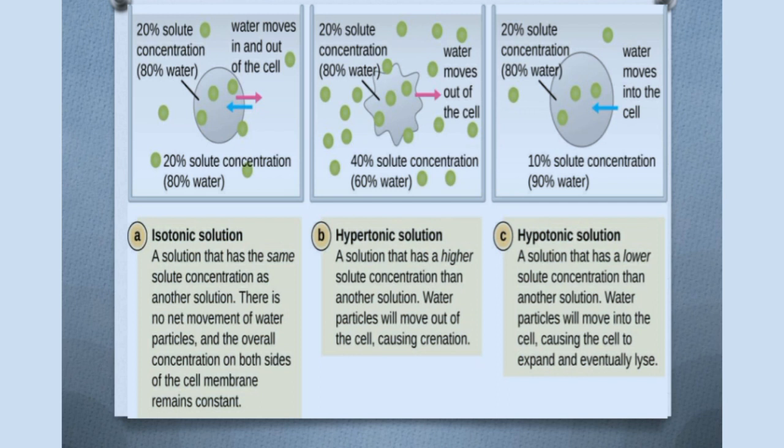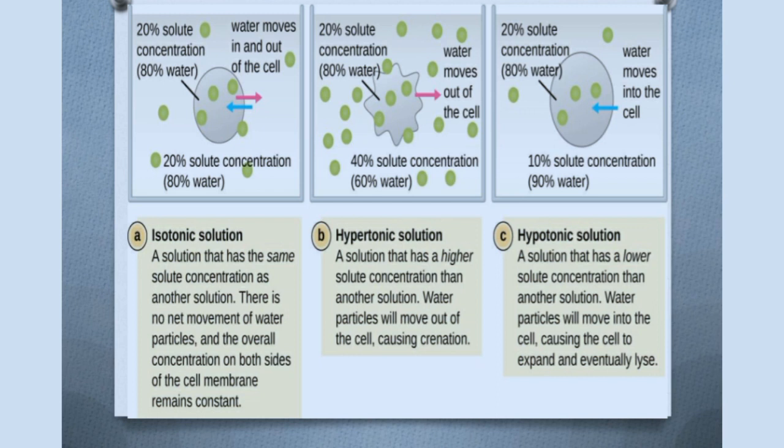Now the third type is hypotonic solution. It is a solution that has a lower solute concentration than another solution. Here water particles will move into the cell, causing the cell to expand and eventually lyse. Lyse means to break down or to burst.